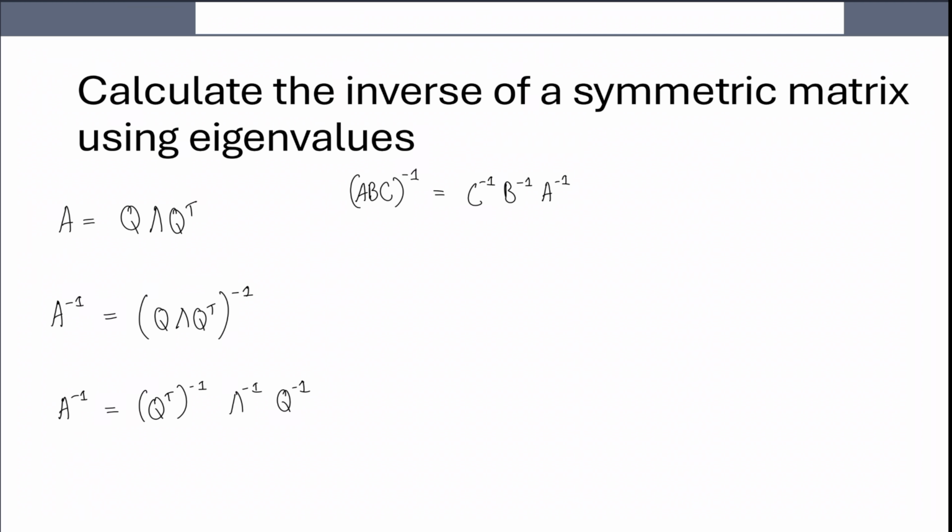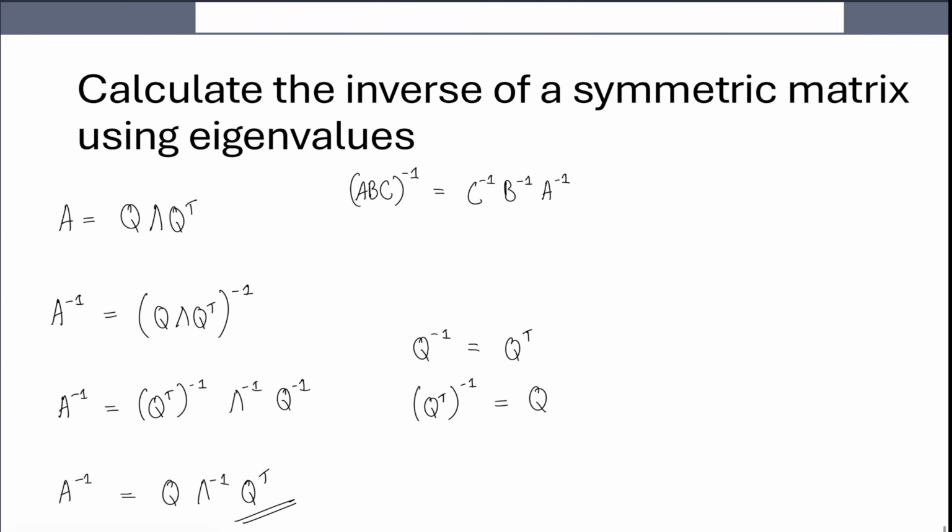So now, because the eigenvectors are orthonormal, we know that Q minus 1 is equal to Q transpose, and then Q transpose, when we inverse that, would just be Q. So we just get Q, our diagonal matrix, and then Q transpose. So this would be our final formula when we calculate the inverse of a symmetric matrix using eigenvalues.